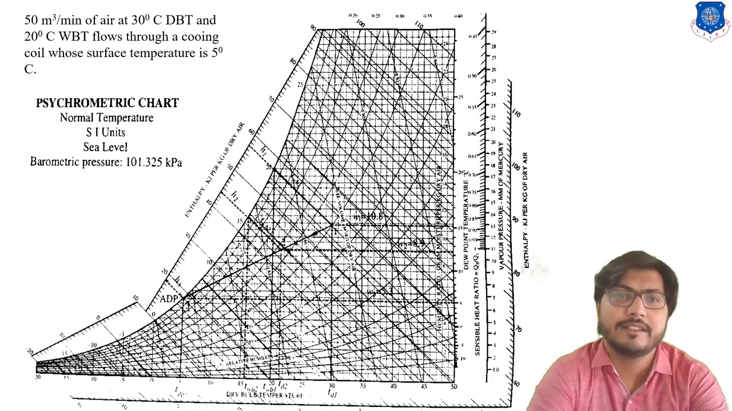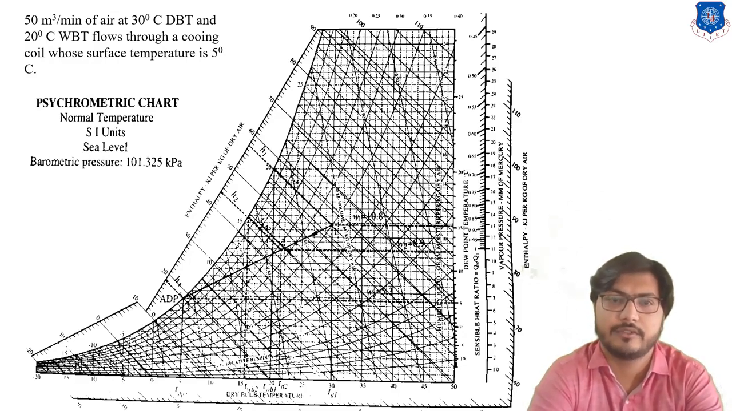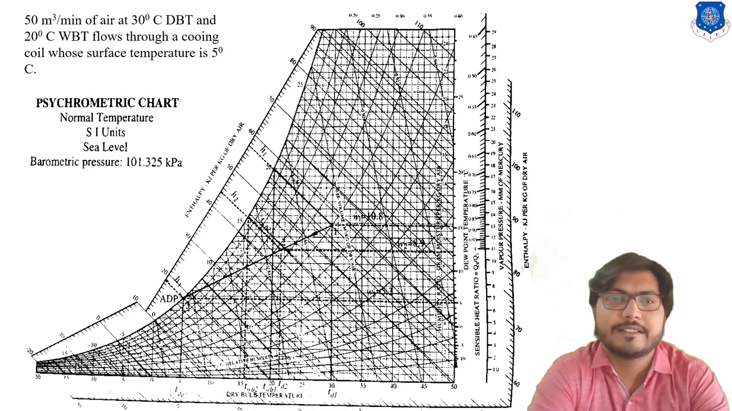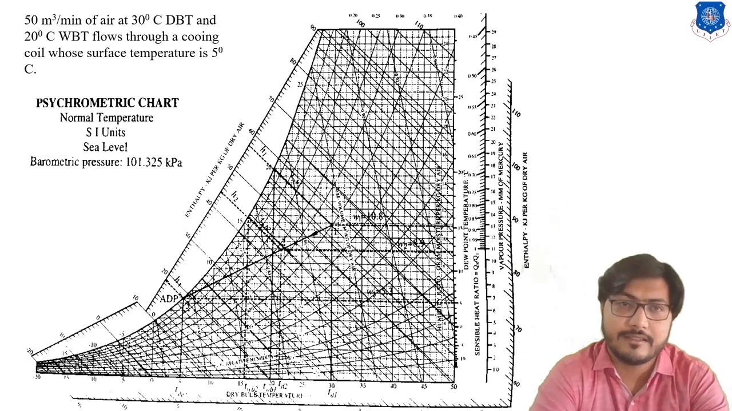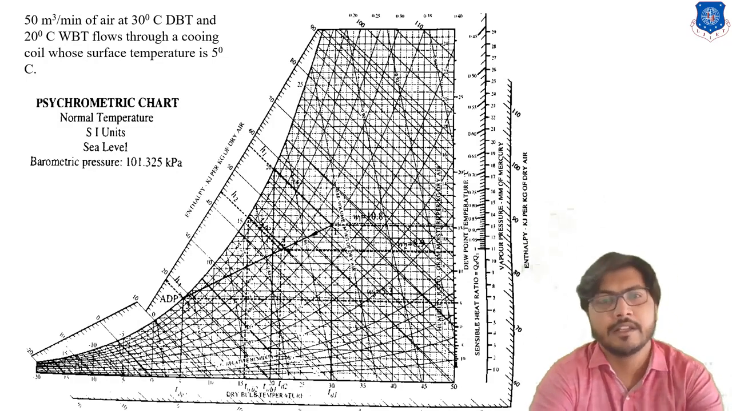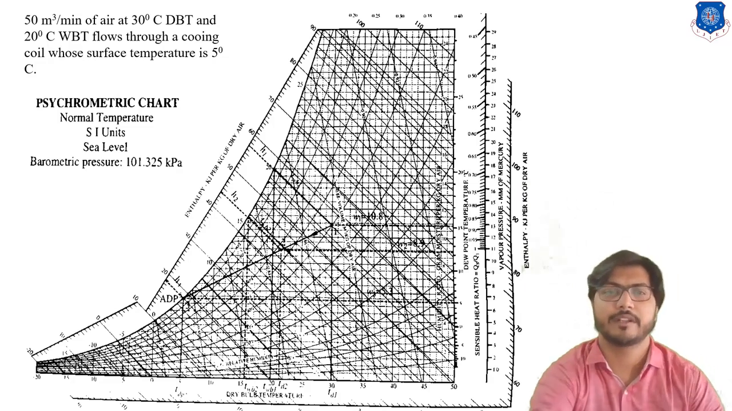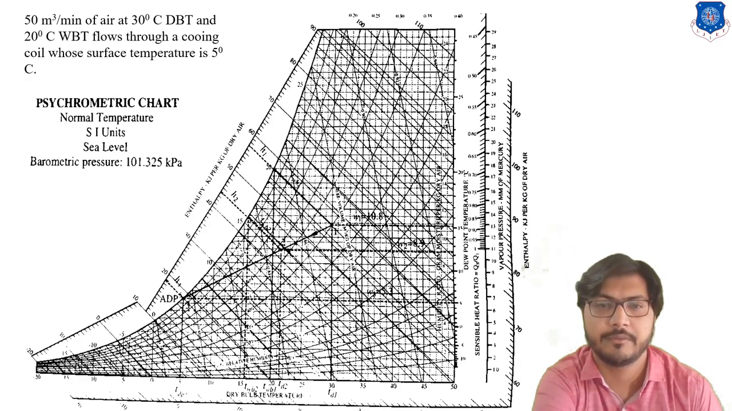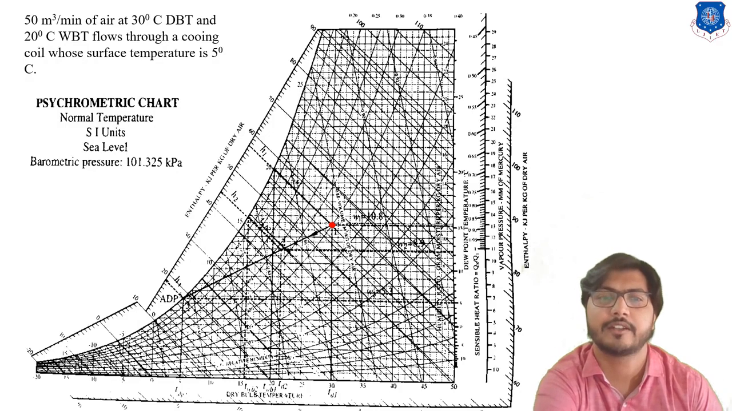Okay, so in this psychrometric chart, we locate all the points. The first point is at 30 degrees centigrade. Just understand, the given data is 50 cubic meters of air at 30 degree DBT and 20 degree WBT. So how do we locate point number 1 in this chart? This is our point number 1 located in this numerical in this chart already.